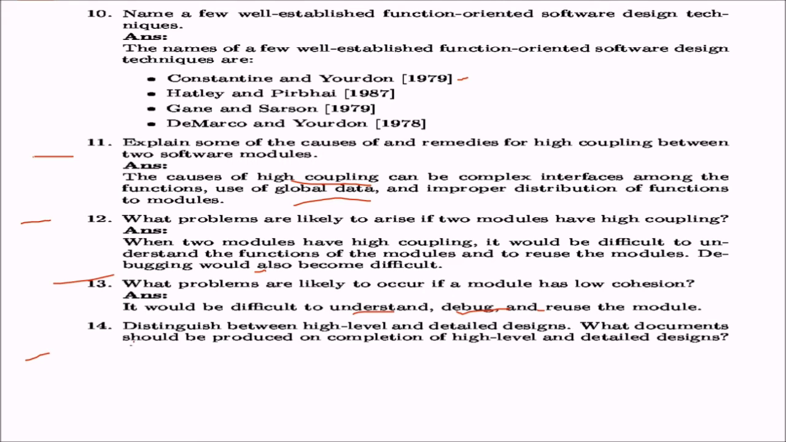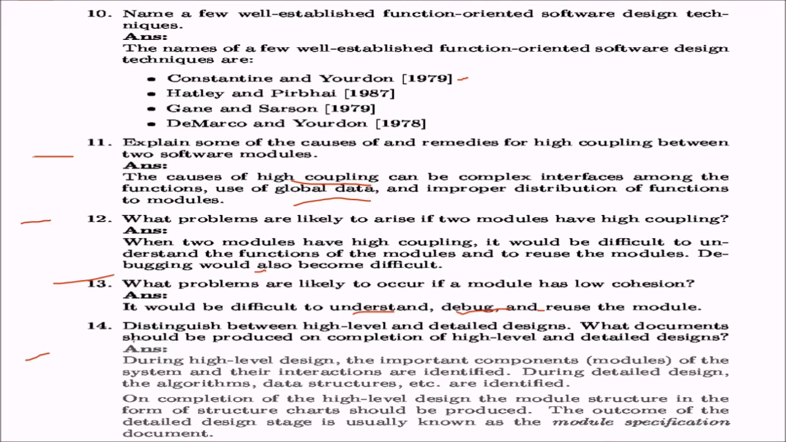14th: distinguish between high level and detailed design. What document should be produced on completion of high level and detailed design? So, first we formulate or make the high level design, then we go for a detailed design. During high level design, the components of the system and their interactions are identified actually.